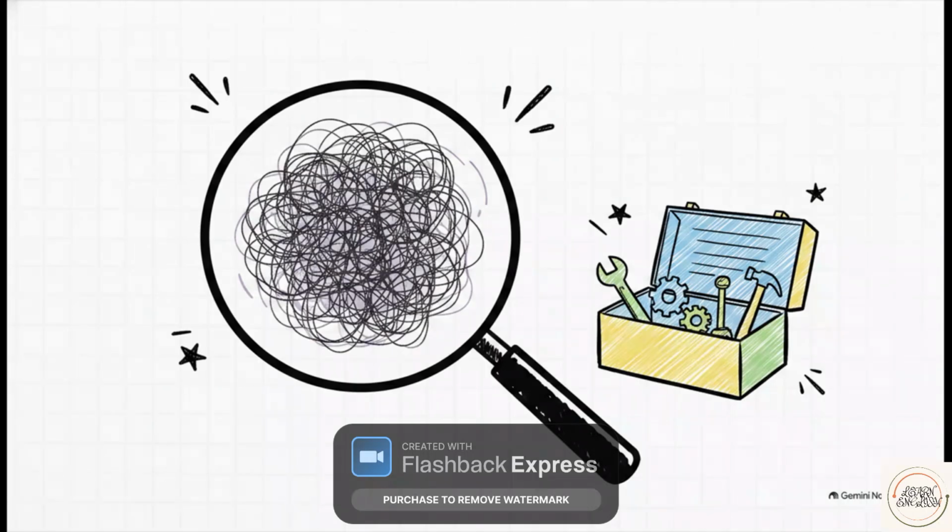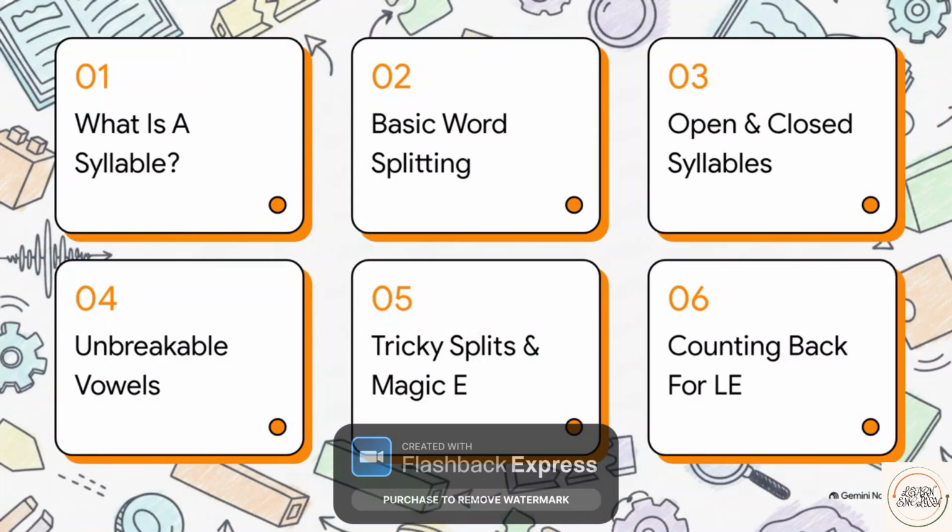Because even though you won't find words with 1 million syllables, you'll definitely encounter ones with 3, 4, or 5. And when you bump into a massive word in the wild, you need a reliable system to decode it so you don't get totally overwhelmed. So, listen up, because here is our agenda. We're going to quickly cover what is a syllable, basic word splitting, open and closed syllables, the unbreakable vowels, tricky splits and the magic E, and finally, counting back for LE. These are the exact skills you need. Let's get right into it.